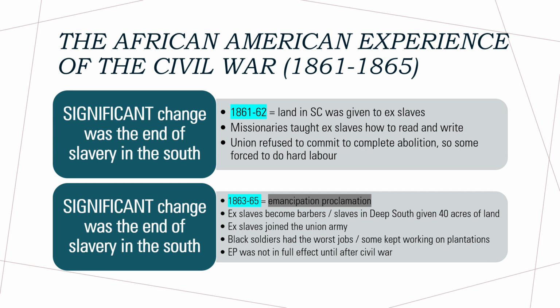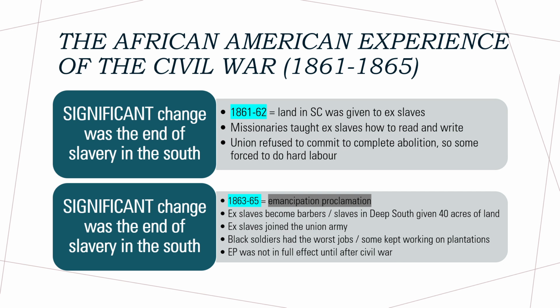A significant change was the end of slavery in the South. A significant change for the African American experience, that is. So in 1861 to 1862, some land in South Carolina was given to ex-slaves. Missionaries taught ex-slaves how to read and write. The Union refused to commit to complete abolition of slavery, so some had to do some hard labour.